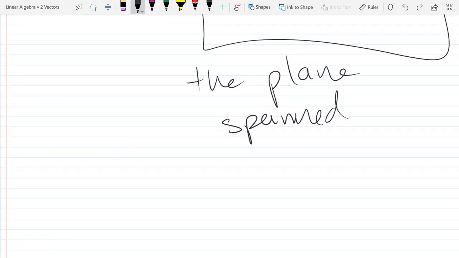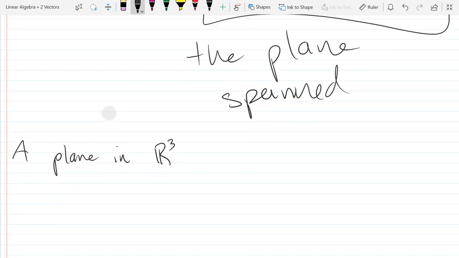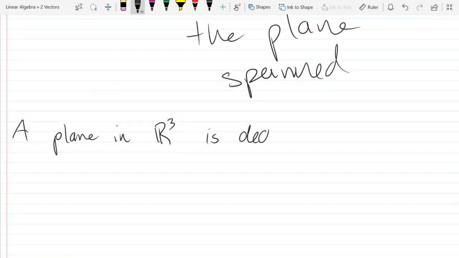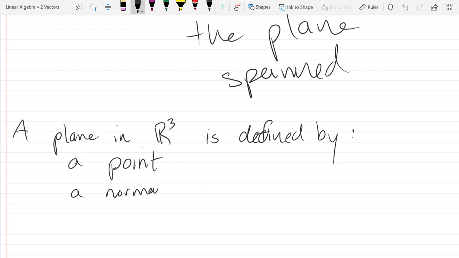So now we're going to look at a plane. A plane in R3 is defined, you could define it with one point on it and two vectors. You can also define it with less information. So we'll define it with a point on the plane and a normal vector. And I'll draw a picture of a plane in three dimensions. So we're going to have a single point on the plane and a normal vector. I'll use purple for that.